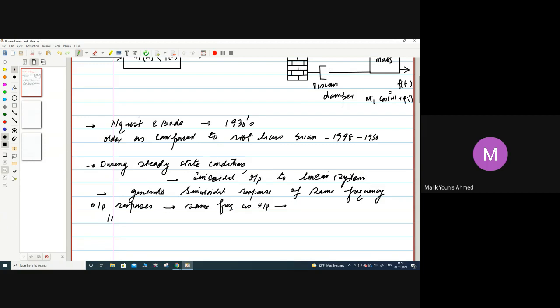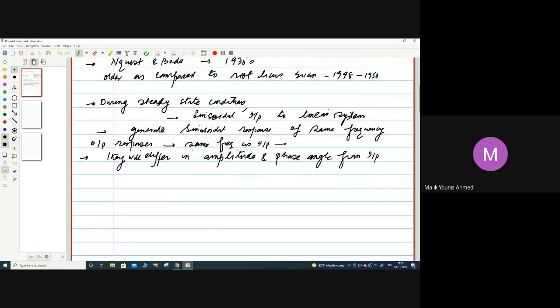They will differ in amplitude and phase angle from the input. So this is going to happen: although we get the output response with the same frequency, the only thing is that they will differ in magnitude, or what we call amplitude, and the phase angle from the input will also be different.